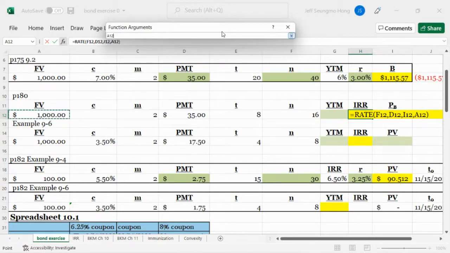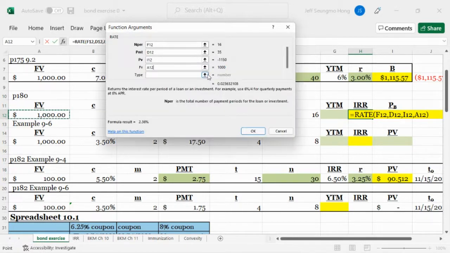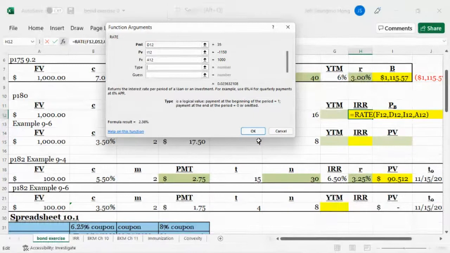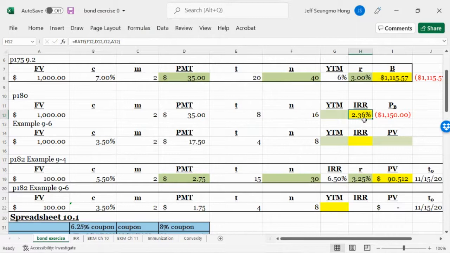And then a future value. No need for type. Type means either ordinary annuity or annuity due, but all bonds are ordinary annuities. Hit OK. Comes to 2.36. So that's the half year rate.